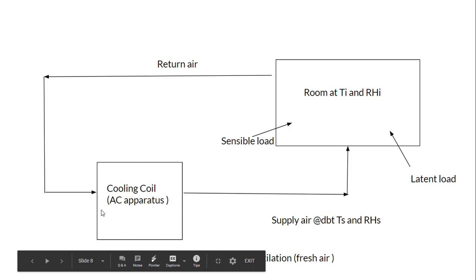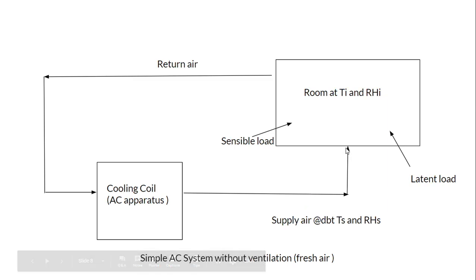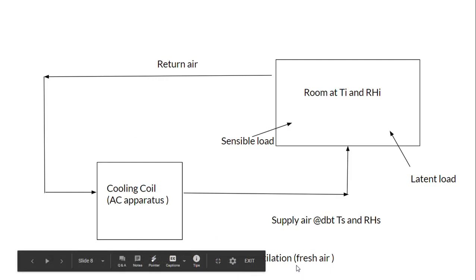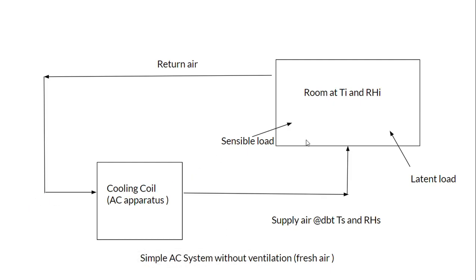So what this cooling coil would do is that it would supply the conditioned air to this room. So the design question is at what temperature should one supply this air so that the occupants feel comfortable? What humidity one has to maintain for this supply air? So this is the design question. This schematic is drawn without ventilation, means we are not introducing any fresh air inside this room.